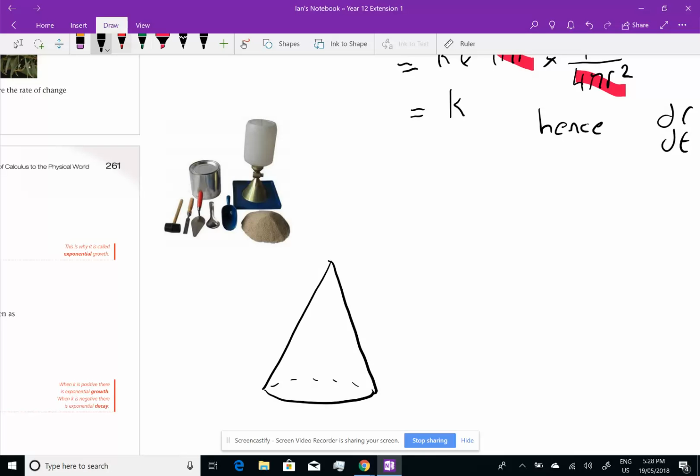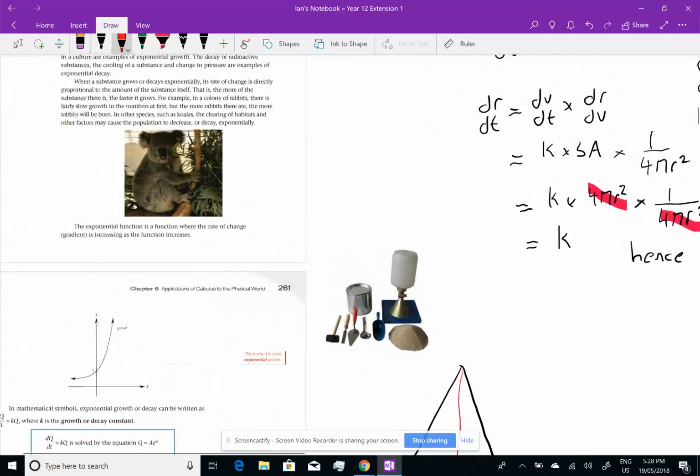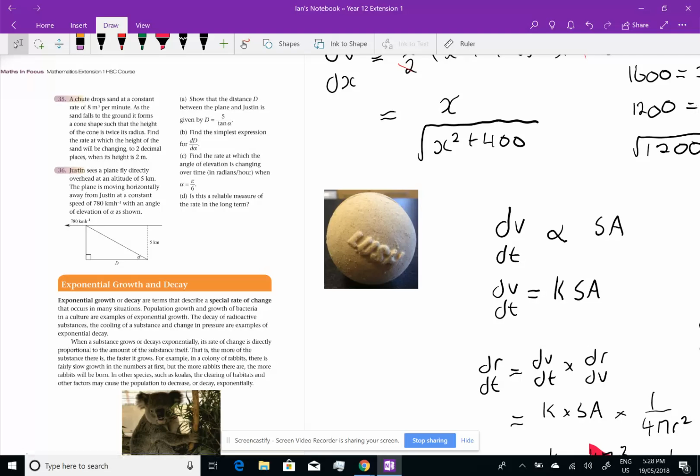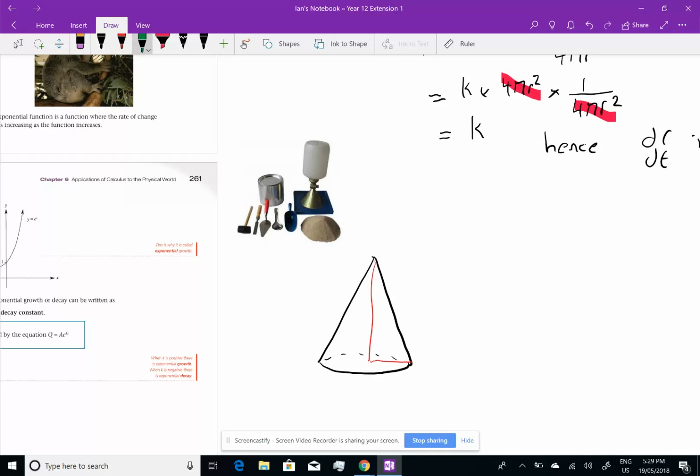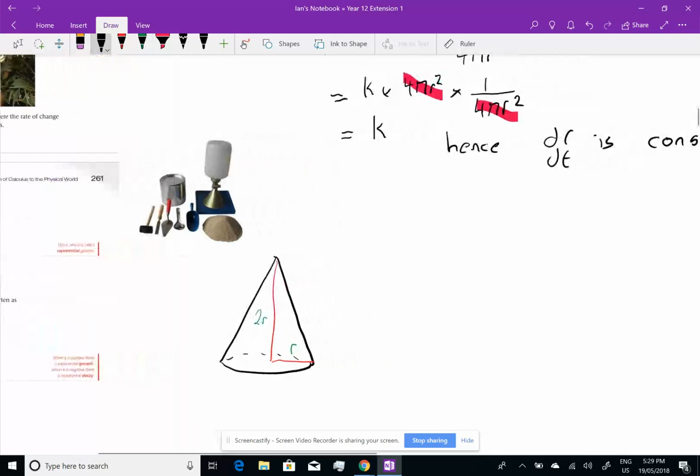And we've got a height and a radius. What do they tell us about the height and the radius? Find the rate at which the height of sand will be changing when its height is 2 meters. And it says here, such that the height of the cone is twice the radius. Well, that's r, and that's going to be 2r. Well, let's work on this one.